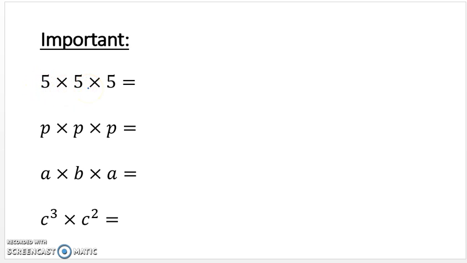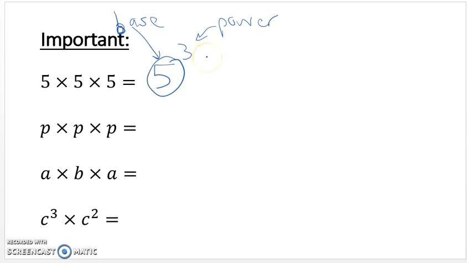5. We don't need to calculate what that is as a number. We can actually write it in index form as 5 cubed. This is called your base, and this is your power. The little power tells you how many times your base has been multiplied by itself. So in this case, we know that the 5, because that's my base, has been multiplied by itself 3 times. 1, 2, 3.